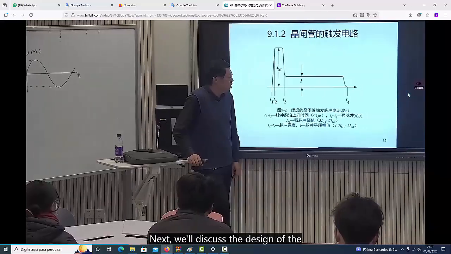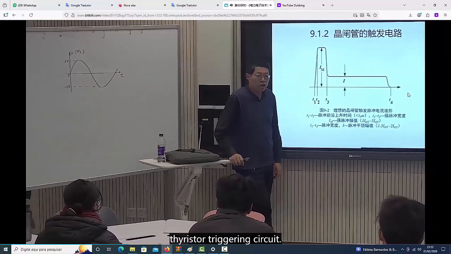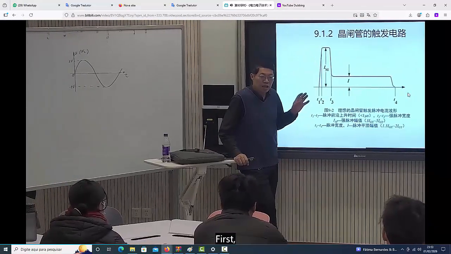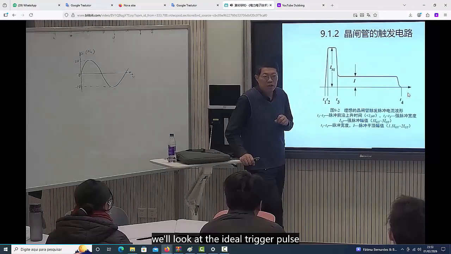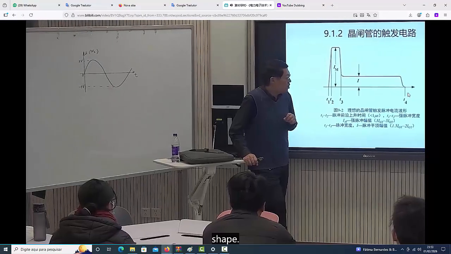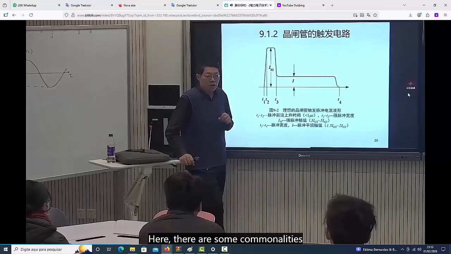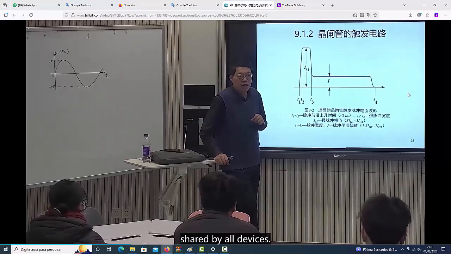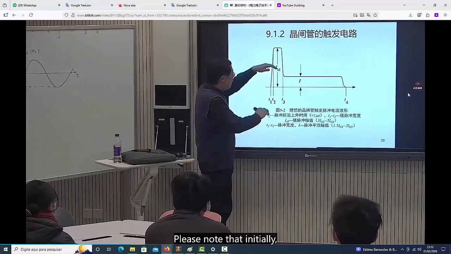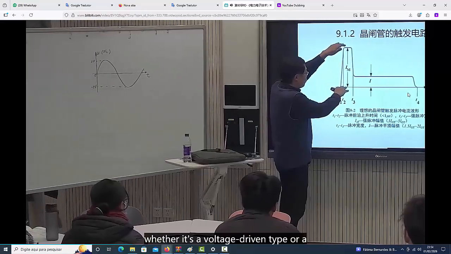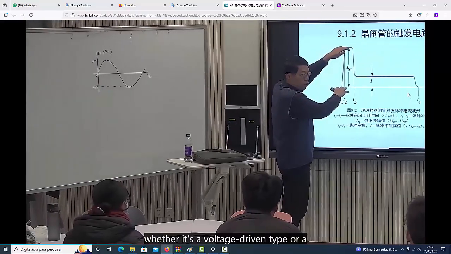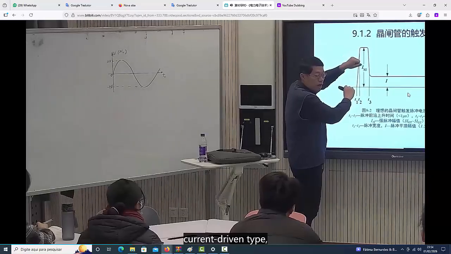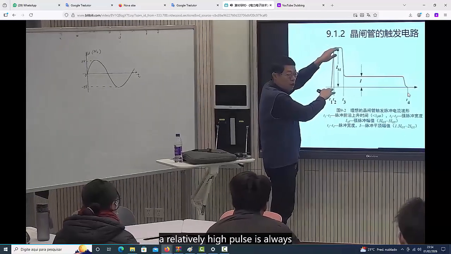Next, we'll discuss the design of the thyristor triggering circuit. First, we'll look at the ideal trigger pulse shape. Here, there are some commonalities shared by all devices. Please note that initially, whether it's a voltage-driven type or a current-driven type, a relatively high pulse is always desired. This is called a strong trigger pulse.